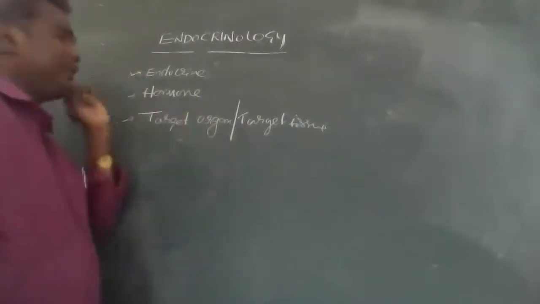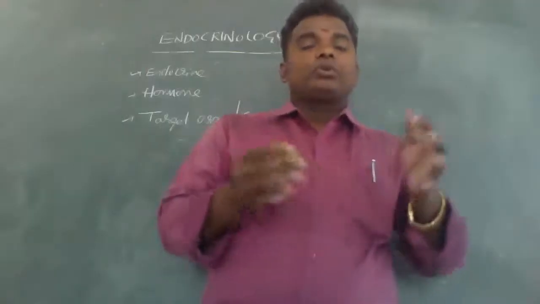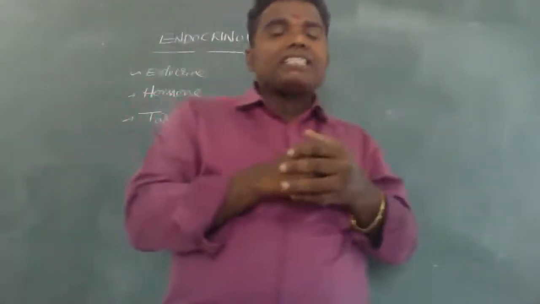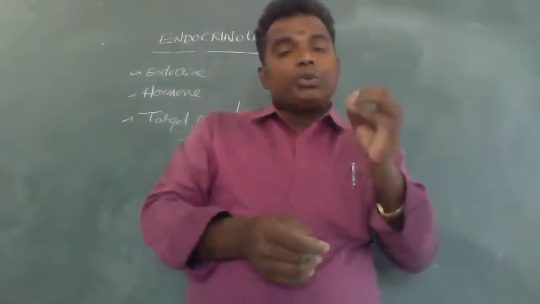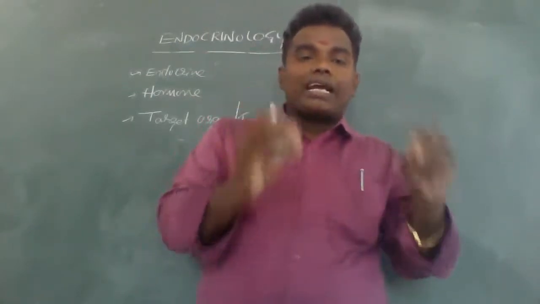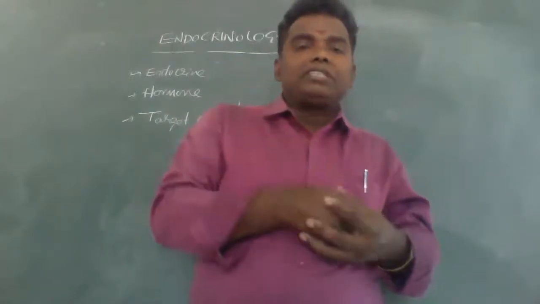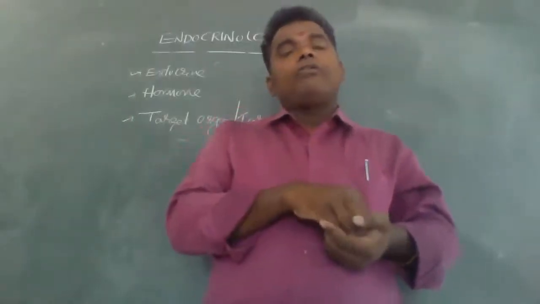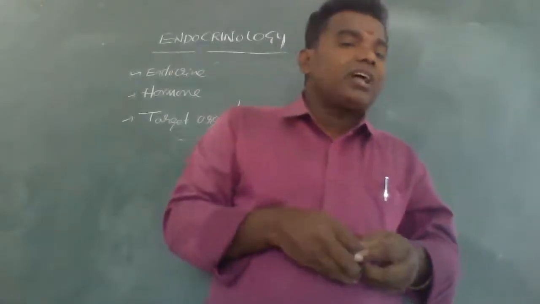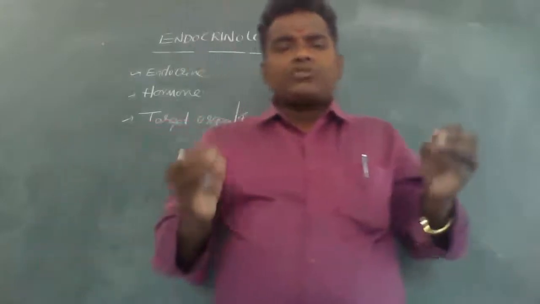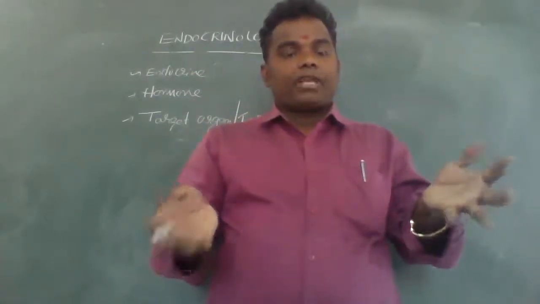So, what is the endocrine system? It is nothing but the glands which are present inside the body, not outside. That is very important. For example, a few glands are present in the brain, a few on top of the kidney, a few in the neck beside the trachea, and a few in the reproductive system. The glands present inside the body are called endocrine glands.